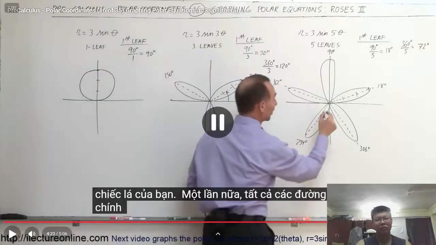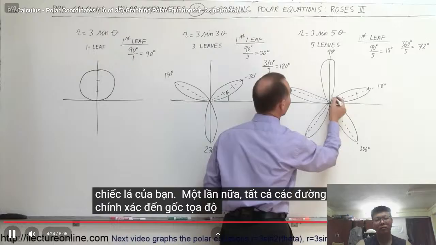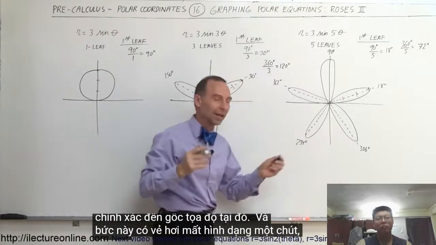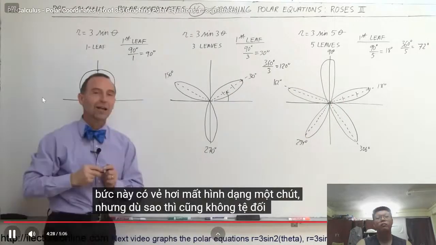Line should go exactly to the origin right there, and this one is a little bit out of shape, but hey, not bad for a hand-drawn one.